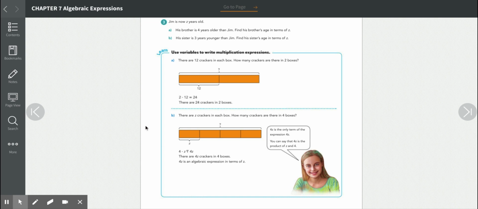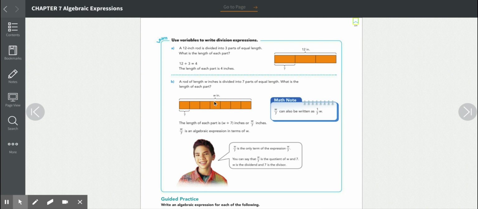Moving forward in math, when we have multiplication with a variable, we're just going to put those two next to each other, mostly because if you add the multiplication sign or even an asterisk, it can get confusing. What's the variable? What's the sign? So with multiplication, we just write the number and then the variable for our expression. So 4z. There are 4z crackers in 4 boxes.